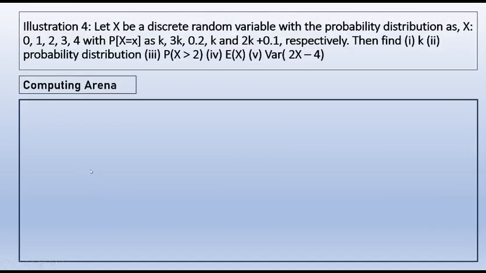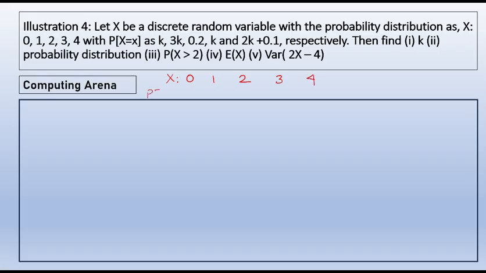Now let us look at the next problem. Here we are given a discrete probability distribution. So let us write the probability distribution and then proceed. Here we have x. X is taking the value 0, 1, 2, 3 and 4. And we have also the corresponding probabilities.